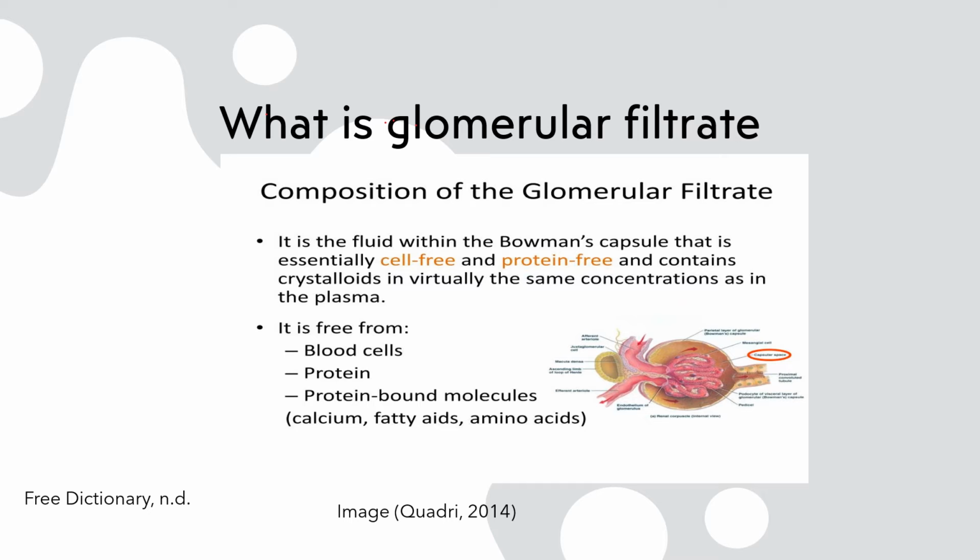This slide is just telling you the composition of it, and it's defining that glomerular filtrate is the fluid within Bowman's capsule that is essentially cell-free and protein-free and contains crystalloids in virtually the same concentration as the plasma. It's also letting you know that it's free from blood cells, proteins, or protein-bound molecules such as calcium, fatty acids, and amino acids, because they're too big to pass through the little pores in the glomerulus. Only things like glucose, ions, and water go through that. If something else is going through it, you've got some health issues, and we'll discuss some of that later.